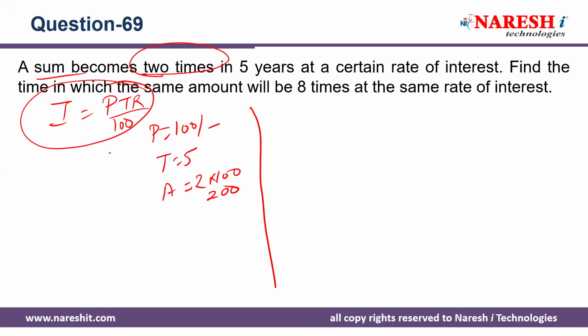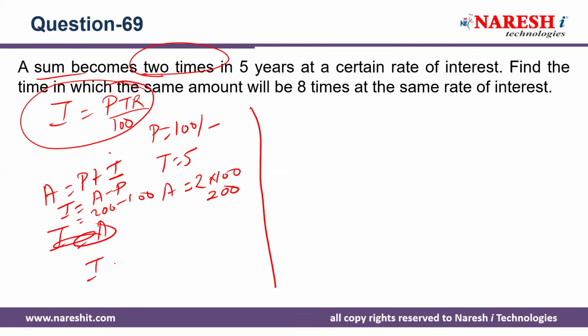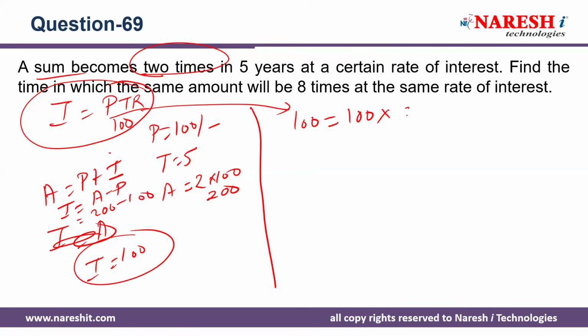Find the time in which the same amount will become eight times. So what is interest? If amount is equal to P plus I, then I equals A minus P. So 200 minus 100, I equals 100. Now use this formula: I value 100, principal 100, time 5, R I don't know, upon 100. Cancel. R equals 100 by 5, 20 percent.